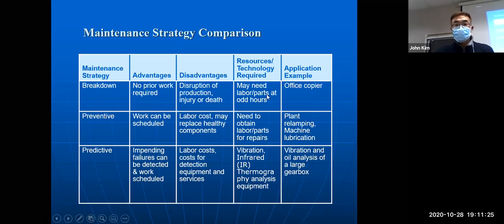Breakdown maintenance usually doesn't need that; whenever it breaks down, then you get the part at that time. But the others use sensors and so on. Here, the office copier, whenever it breaks down, then fix it. And plants and other big companies use preventive and predictive maintenance.